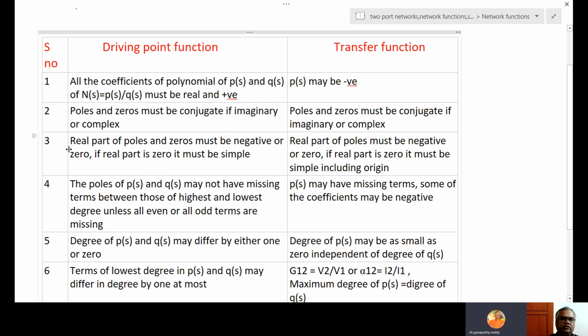This is the same. The real part of poles and zeros must be negative or zero. If the real part is zero, it must be simple. So poles and zeros will be complex; the real value must be negative, if not zero. If it is zero, it must be simple. Hence, more than one pole or zero cannot be located at the same point. The real part of poles must be negative or zero. If the real part is zero, it must be simple, including the origin. The same rule is applicable to poles, but not zeros.